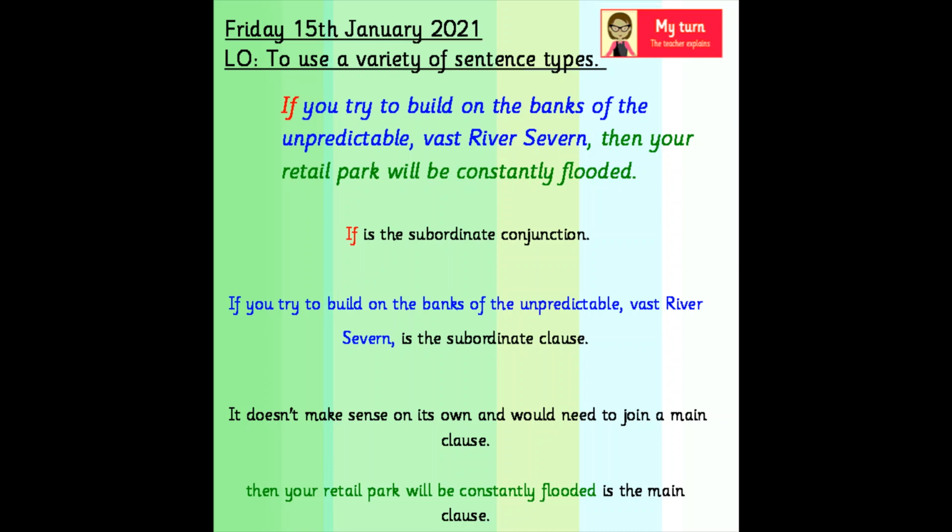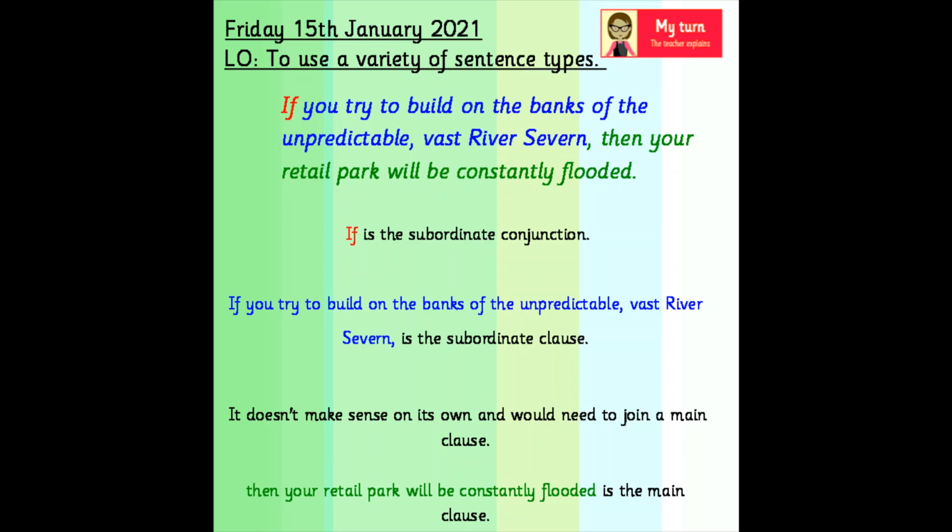A subordinating conjunction is a word that is used to connect or join two clauses together. It adds a little bit of extra information to the sentence. So in our example, if you try to build on the banks of the unpredictable vast River Severn, that is the subordinate clause. The subordinate clause doesn't make sense on its own and would need to join another clause, a main clause, to make it make sense.